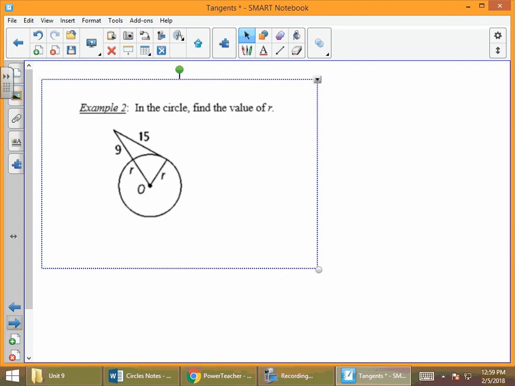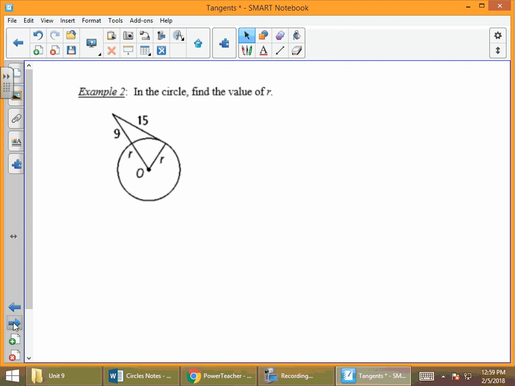We want to find the value of r in the circle in our next example. Okay, well, I just have two r's and I need to find them. What do you know about the shape that was formed? Triangle. Specifically, what type of triangle is it? A right triangle, because we have that 90-degree angle there. Again, this line that's representing 15, it's a tangent. It's hitting the circle one time. And it's also intersecting the radius. So we know that angle right there is a right angle.